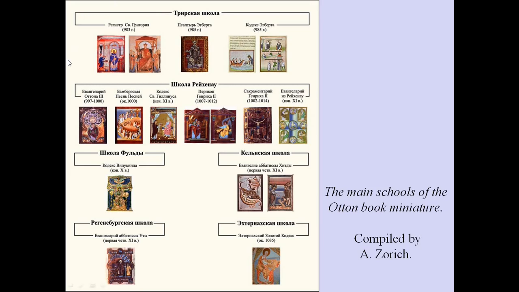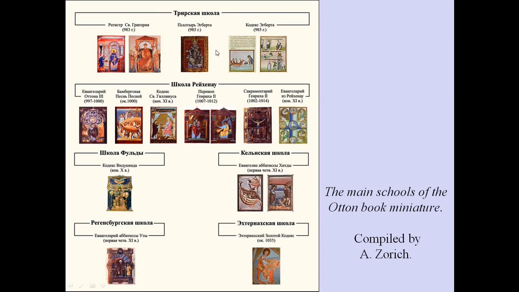This scheme was compiled by Zorich. So we can see the illustration to the Register of Saint Gregory, 983, then the Psalm book of Egbert, 985, then the Codex of Egbert also. And the New Testament illustration, for example, and some other sacred texts that were highly illustrated.